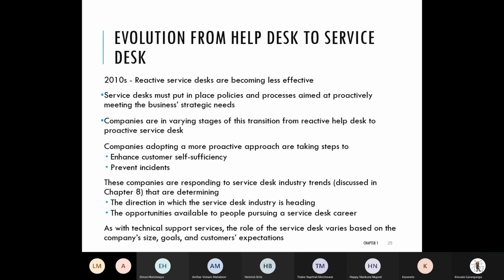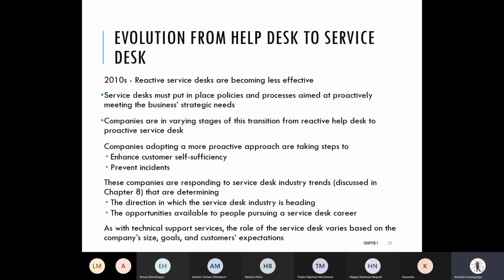So if you look at these particular service desks, obviously, like I was mentioning earlier on, policies and procedures are put in place to proactively look at your business's strategic needs, enhance customer self-sufficiency, and prevent a multitude of incidents taking place in that regard. So the whole concept of that is obviously where a service desk should be, as far as proactive environments are concerned.